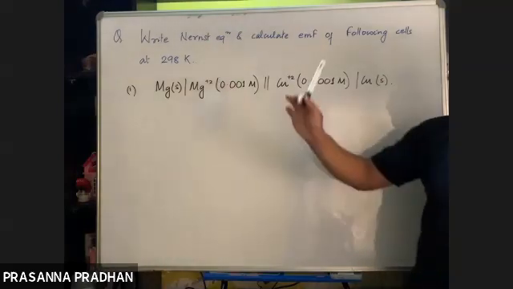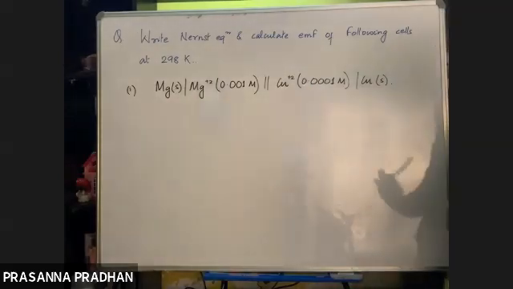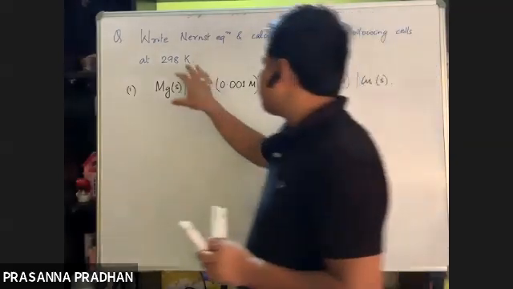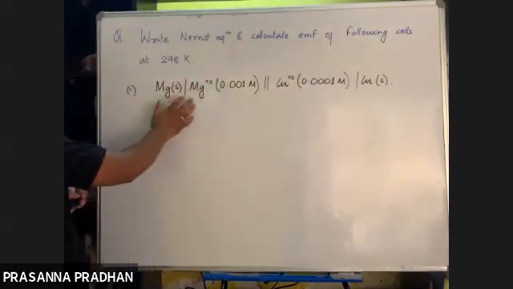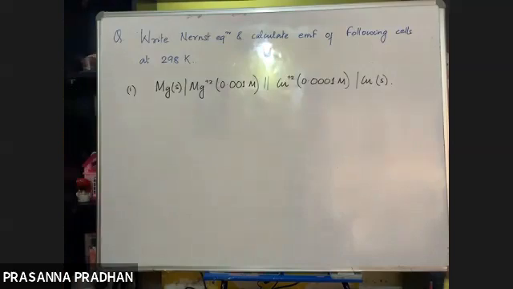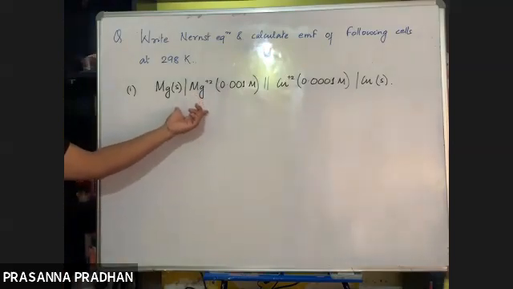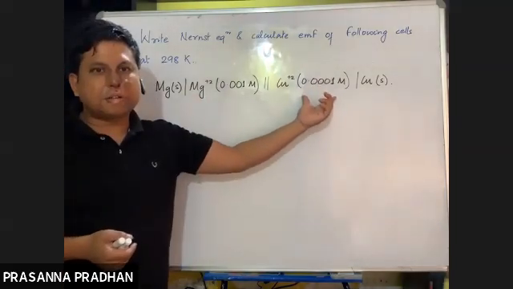Don't worry, the standard reduction potential of the electrodes will be supplied in your exam, because it's not possible to remember the standard reduction potential of all the electrodes. So how do we write down the cell reaction? Now see, this is the left hand side. In the left hand side, what is represented? The anode. And at the right hand side, what is represented?